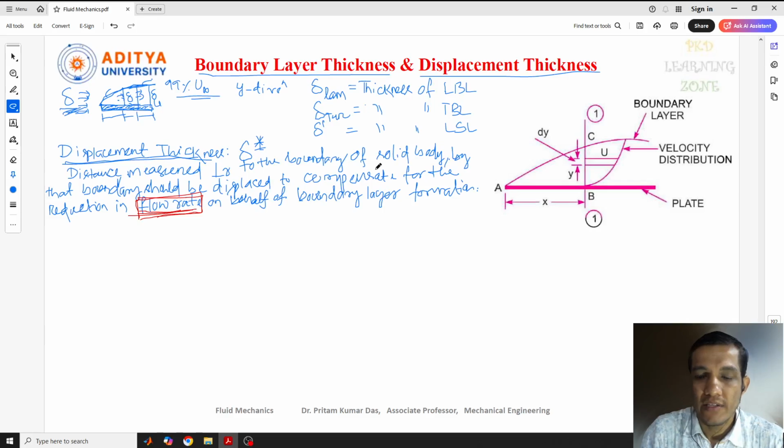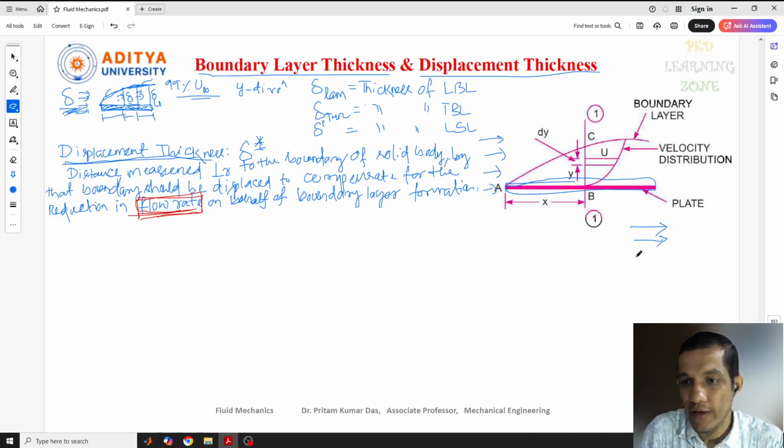So what is the meaning of this? Suppose this is the diagram we have taken. There is a fluid flow over a solid body. What is the solid body? This is the solid object present here. This solid body is fixed here and there is a fluid flow over the solid object. Now, if there is no plate situated, how will the fluid flow? In this way. All the fluid will flow at the free stream velocity, that is capital U. Correct. So everywhere your flow rate will be the same.